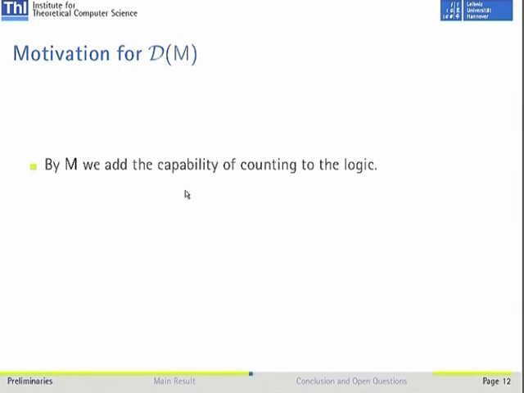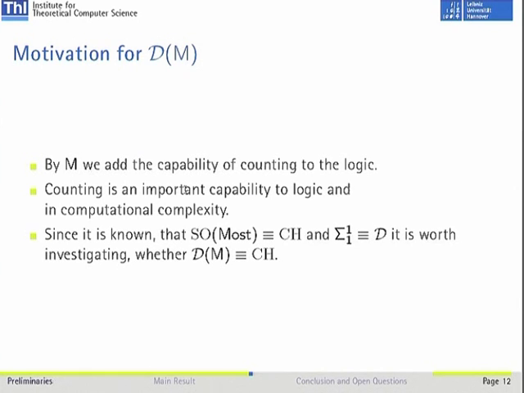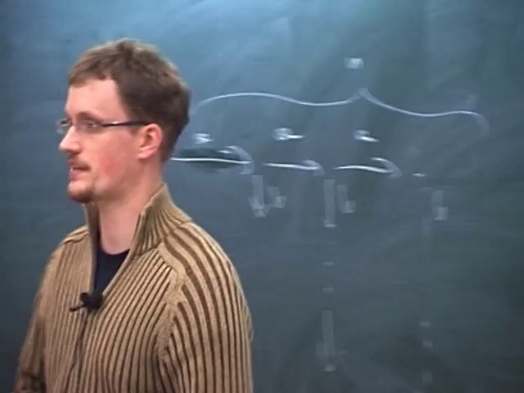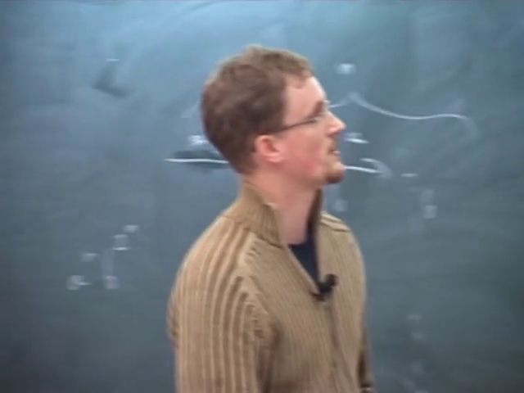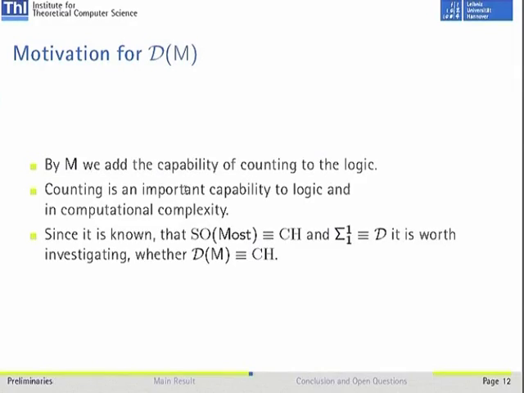And with that M quantifier, we add the capability of counting to the logic. And counting is something very interesting in logic and in computational complexity. Since it's known that second order with that most quantifier is equivalent to the counting hierarchy, which I introduce later, and it's known that dependence logic is the same as existential second order logic, it's worth investigating whether this majority quantifier maybe raises the expressive power of dependence logic in a way such that it's equivalent to second order most and the counting hierarchy.